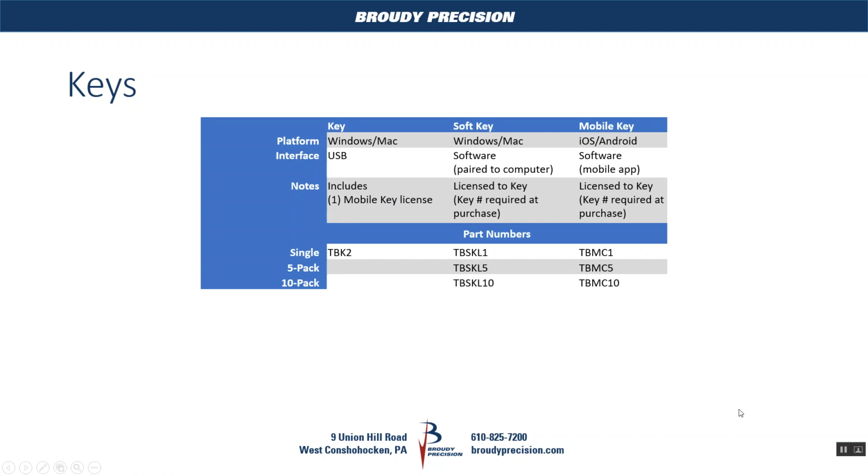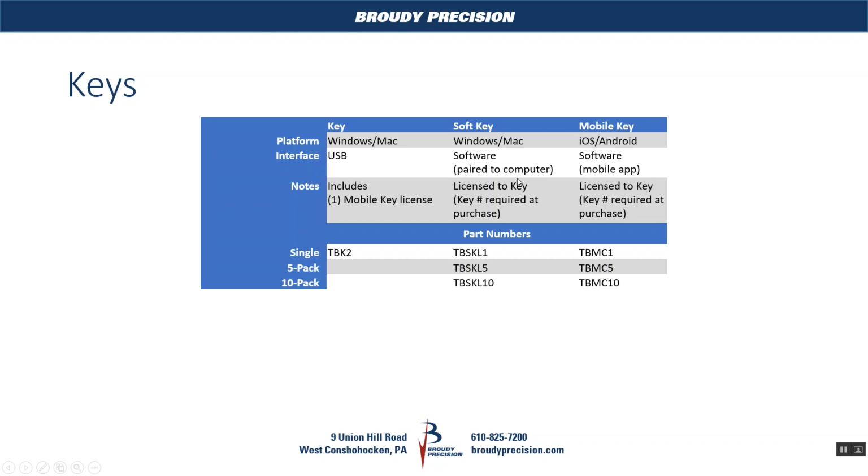So now if we go to the keys, this is what our users will use. We have a couple different options here. We have a TBK2, which is our hard key, our USB key. And the nice thing with this is that it includes a mobile key license, and you can bounce it between computers if you need to. If you need the flexibility to use a couple different computers to access all of your sites, the hard key, the TBK2, is the way to go there.